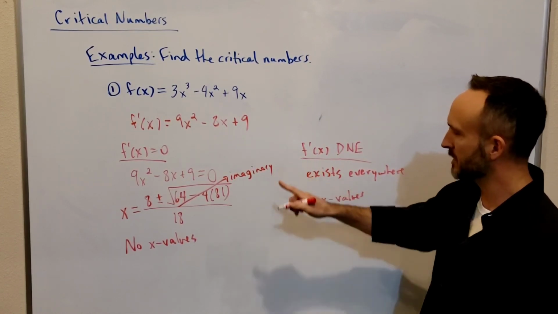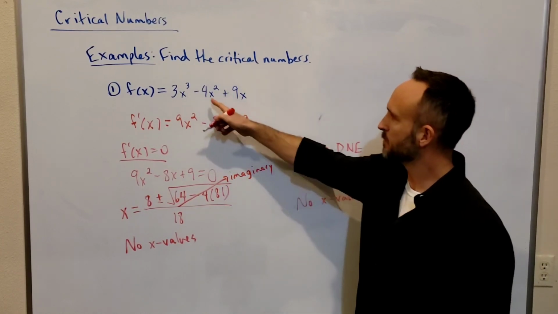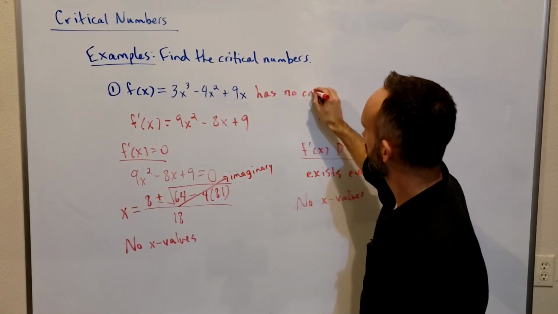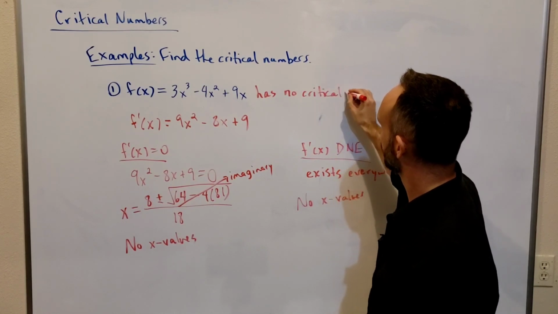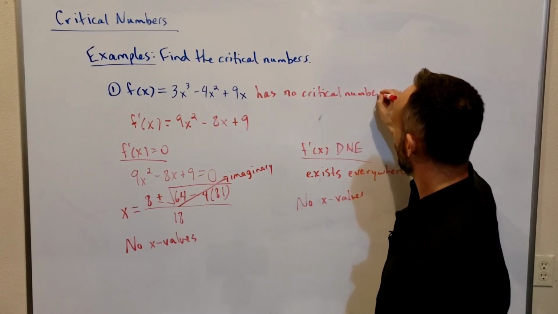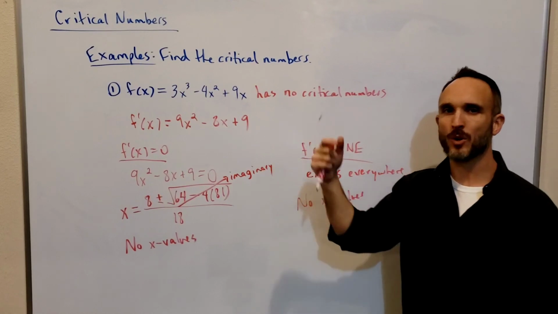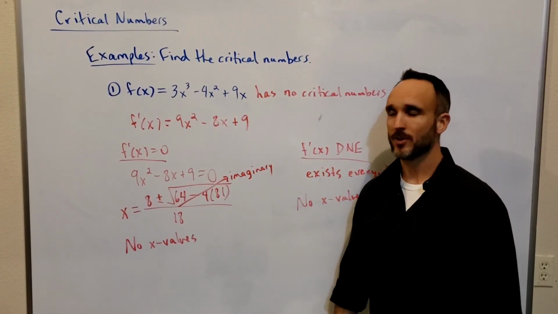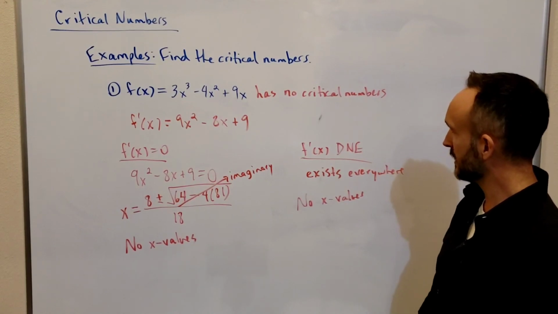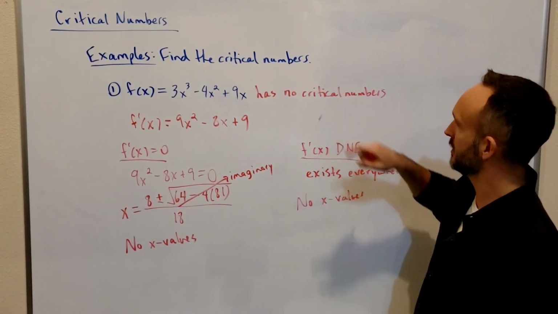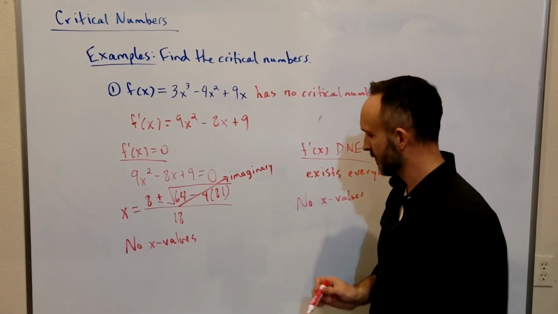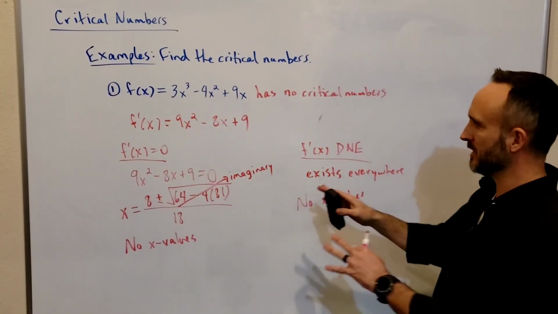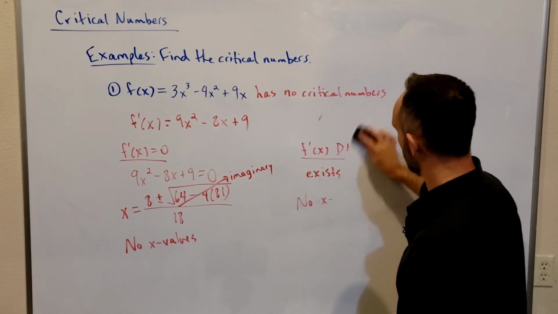So what we see in this particular example is this function f of x has no critical numbers, which means that there is not a relative minimum or a relative maximum of this function. Okay? So that's pretty interesting. We can gather that from the fact that it has no critical numbers. You're not guaranteed to have any critical numbers, and here's a case where that happens.